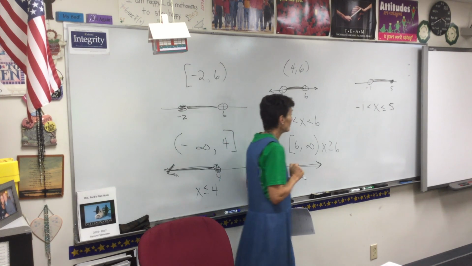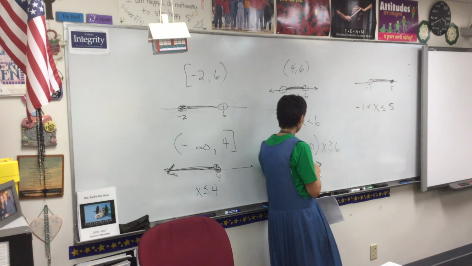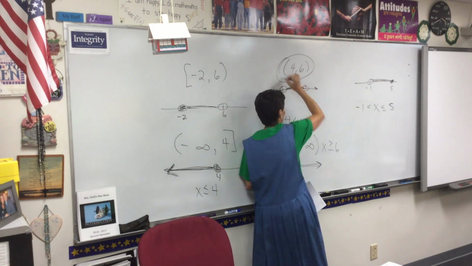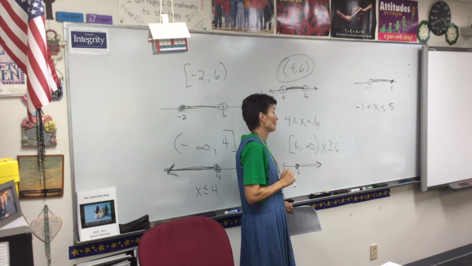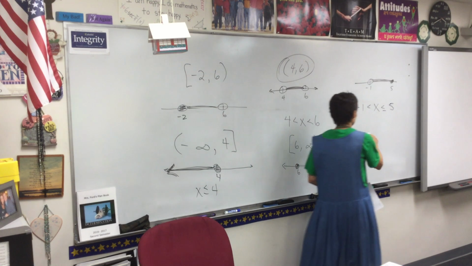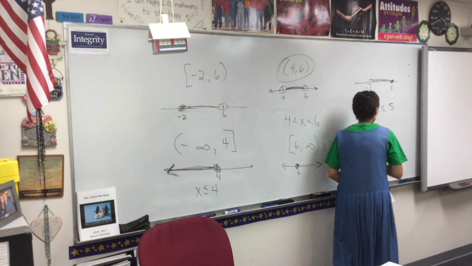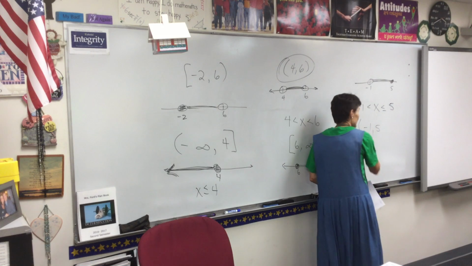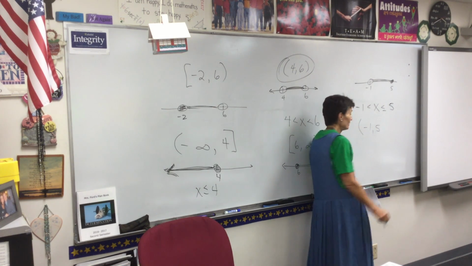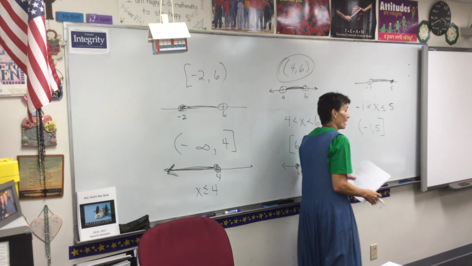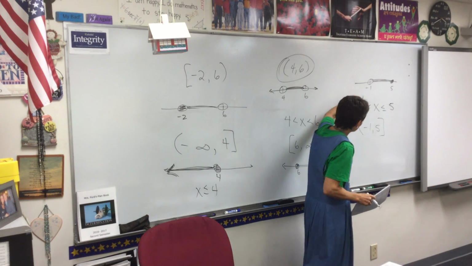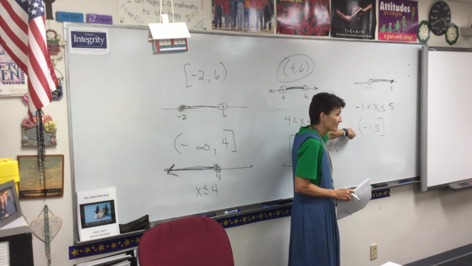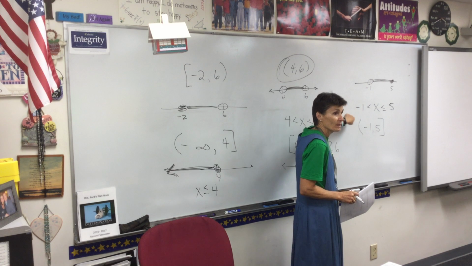If I ask you to write that as an interval, this is an interval. If I ask you to write it in interval notation, how would you do that? You got your -1 and your 5. Parentheses around the -1 and a bracket around the 5. So all 3 of these say the exact same thing. It's just how they're written is different.